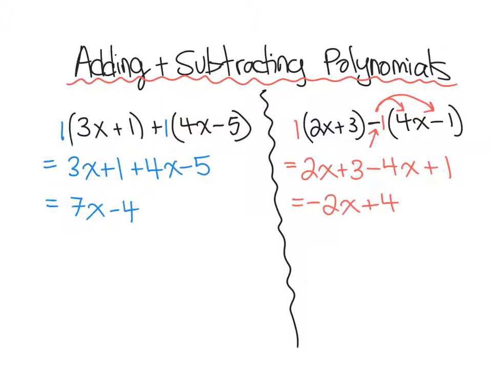So that's just a quick example of adding and subtracting polynomials. So when we add the polynomials, no big deal. Pretty much just get rid of the brackets. But when we subtract our polynomials, it changes stuff. Mainly the second bracket there.